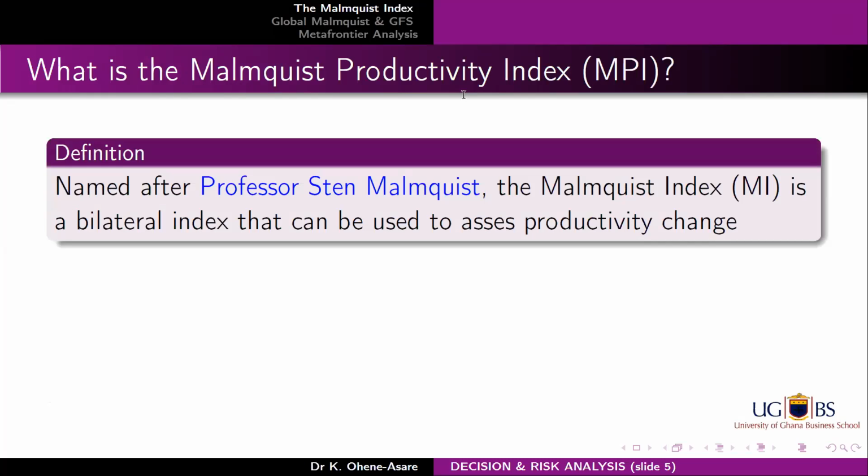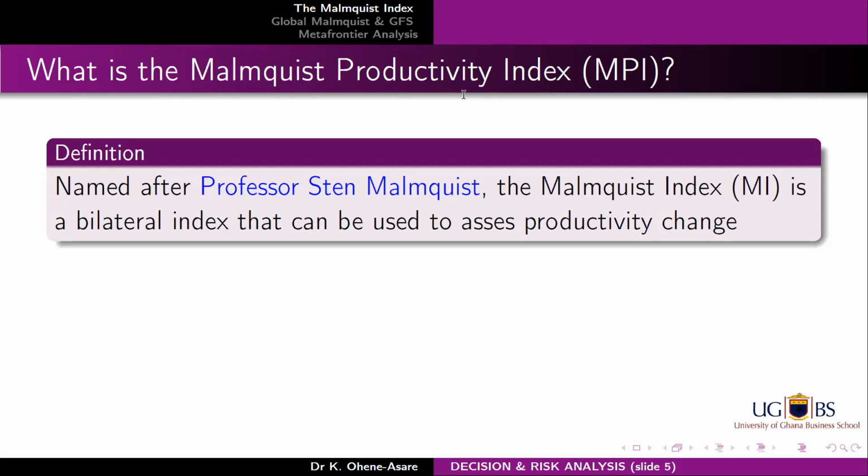Now, this Malmquist index was named after Professor Sten Malmquist. And the index is a bilateral index. Ask me a question. A bilateral index is not multilateral index, it's a bilateral index. So you compare two periods at a time. You compare two periods at a time. And the focus is to evaluate the productivity change. Not just productivity, but the productivity change.